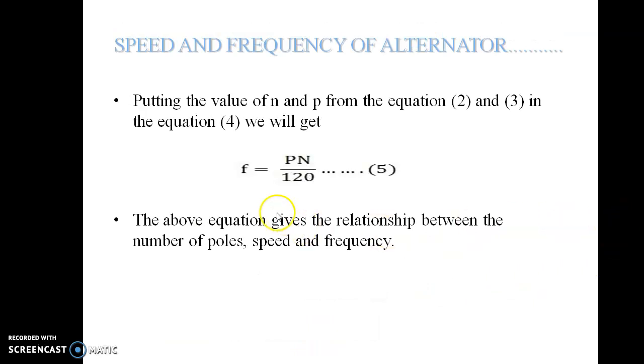Again, we know small p is capital P by 2, and small n is capital N by 60. By putting all these values, we get small f, the frequency, equals capital P into capital N, and in the denominator 2 into 60, that becomes 120. We can say the above equation gives the relationship between the number of poles, speed, and the frequency.